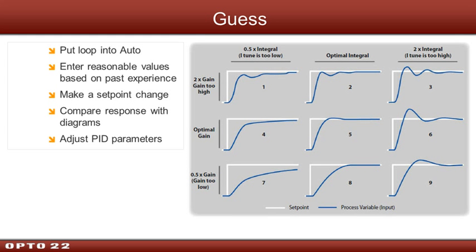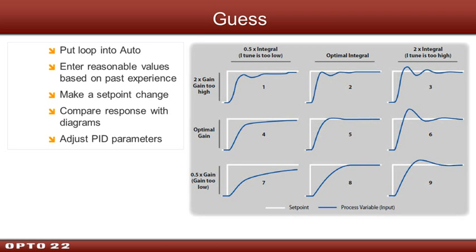This is not as crazy as it sounds. Once you've got some experience tuning PID loops, you can actually get a feel just by looking at the curves. And essentially what we do is we put the PID into auto, we just let it run, we enter our reasonable values based on what experience we've got, and then we make a set point change. And this could be part of the manufacturing process itself, or you could induce this yourself. And then you simply look at the response of the process to that set point change, and then we adjust the PID parameters by looking at these standard response curves.